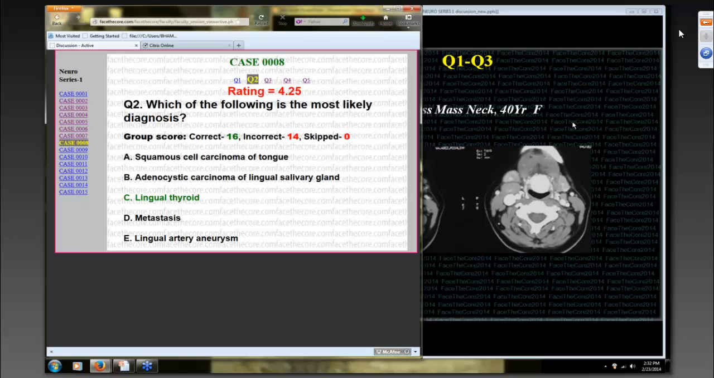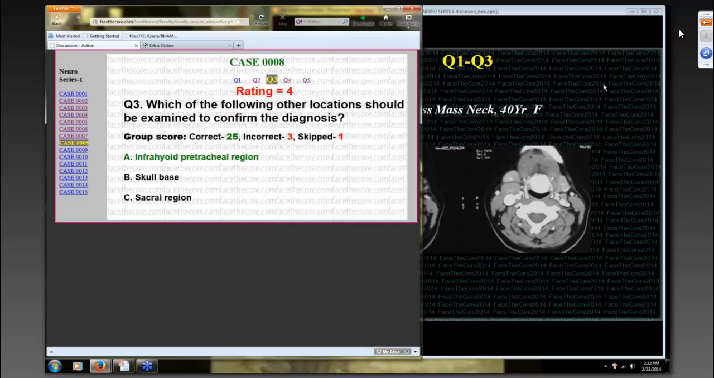Again, the size of the lesion is too big for it. Even the enhancement pattern is too much for a malignant tumor of the salivary glands. Metastasis to this location is very unusual. And lingual artery aneurysms, yes, theoretically sometimes you can find. And of all the lesions, the most likely diagnosed and most frequently seen will be an ectopic thyroid. In this case, what you call a lingual thyroid will be the most likely diagnosis.